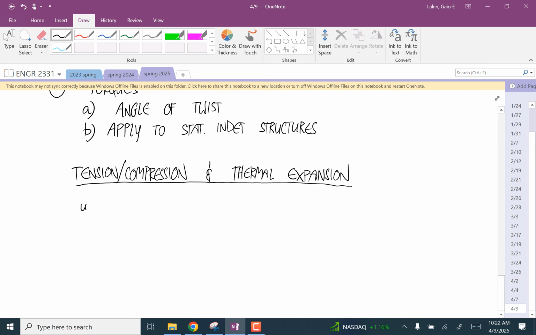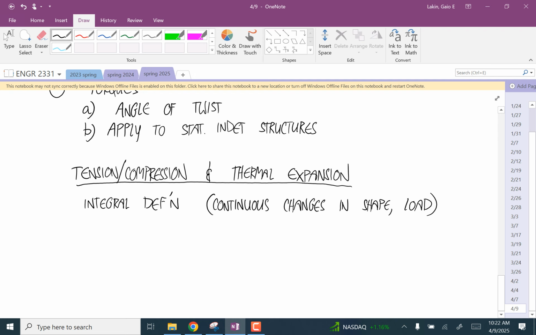So the integral definition, and this is for continuous changes in the shape or the load of a material, is that the displacement of the end of a beam is equal to the integral over the length of T dx over the Young's modulus times the cross-sectional area.